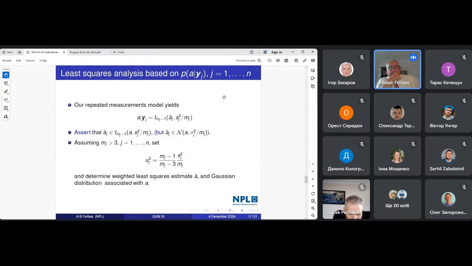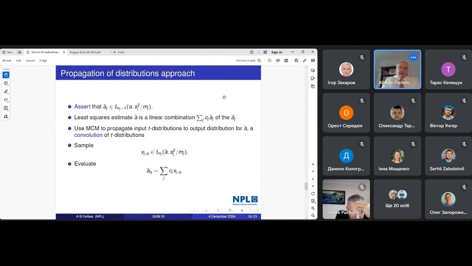We can apply a least squares analysis where we recognize that each laboratory is giving us a state of knowledge distribution, which is a t distribution for the measurand, and we want to use this information in a least squares analysis. Now least squares analysis assumes that each measurement is a draw from a distribution centered on the measurand. I've already said that A hat isn't a draw from a t distribution, but if we assume that it is, then we can go through the least squares analysis. We know the variance associated with the t distribution, therefore we can do a weighted least squares estimate and assign a Gaussian distribution.